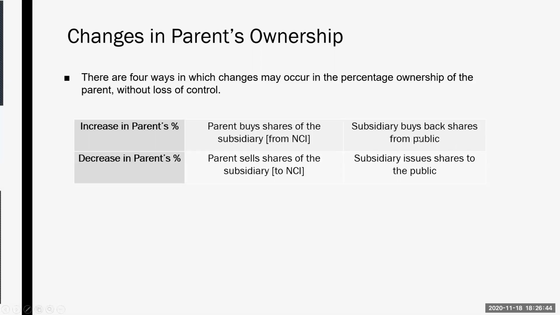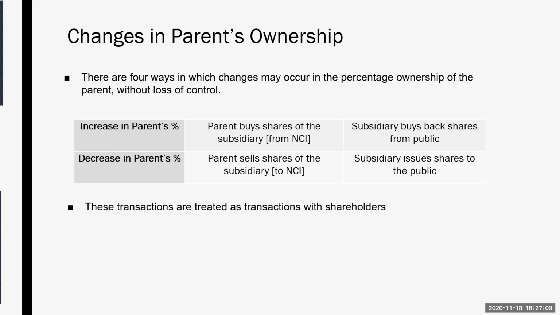Now, there's another way in which that can happen. The change in the parent's ownership can take place if the subsidiary company either buys back shares from the public, thereby concentrating the percentage ownership of the parent, or issues new shares to the public, and that ends up diluting the percentage ownership of the parent company.